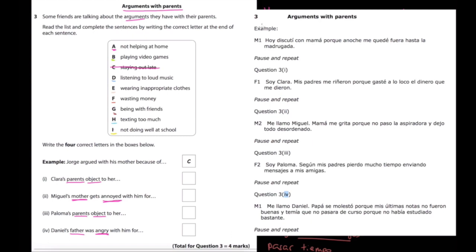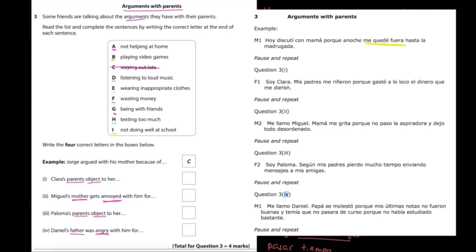So we've got here the example. Hoy discutí con mamá porque anoche me quedé fuera hasta la madrugada. We've got here me quedé fuera. Me quedé fuera. I stayed outside. So this is our answer. Okay, so we know that. We don't need to look at it.